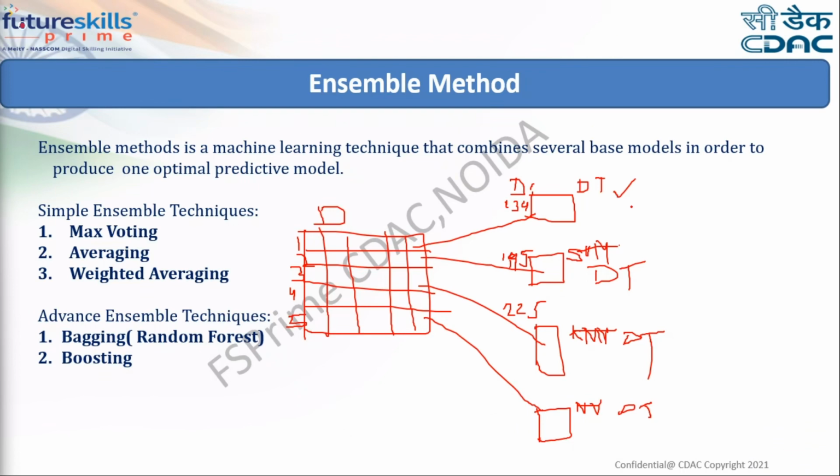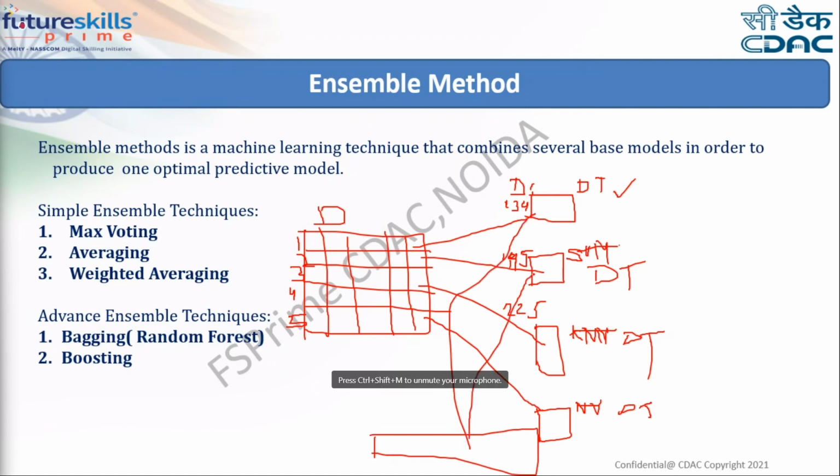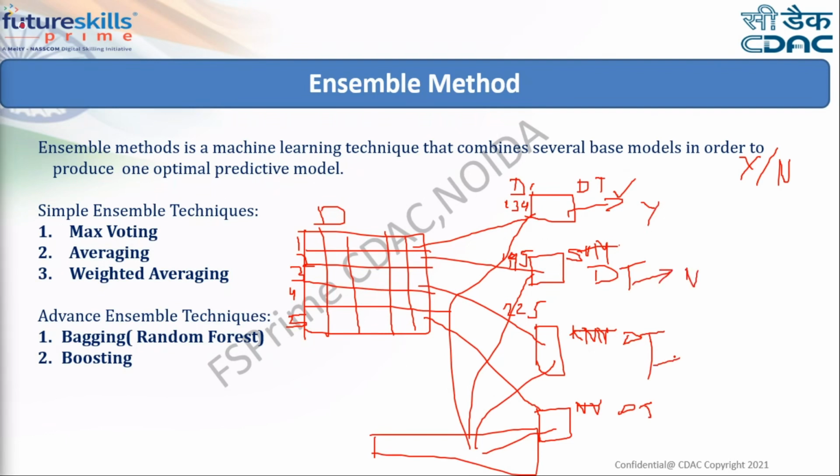Okay. Now, once this model is trained for all these data sets, then what will happen? We will come up with a test data set, and we will give that test data set to every model. And we will ask these models to predict the output. Let's suppose we have two types of output, one says yes, another says no. For my given test data set, this model is saying yes. This is saying no. This is also saying yes. And this is also saying no.